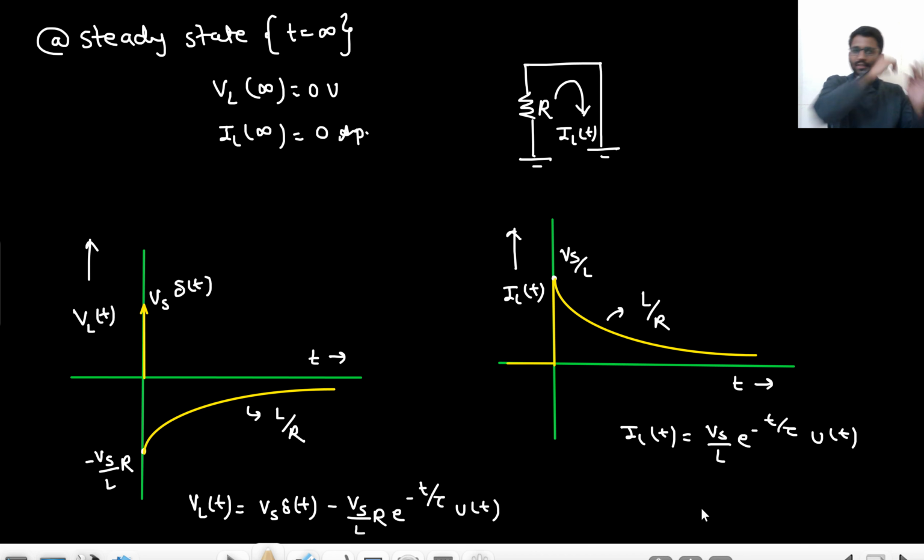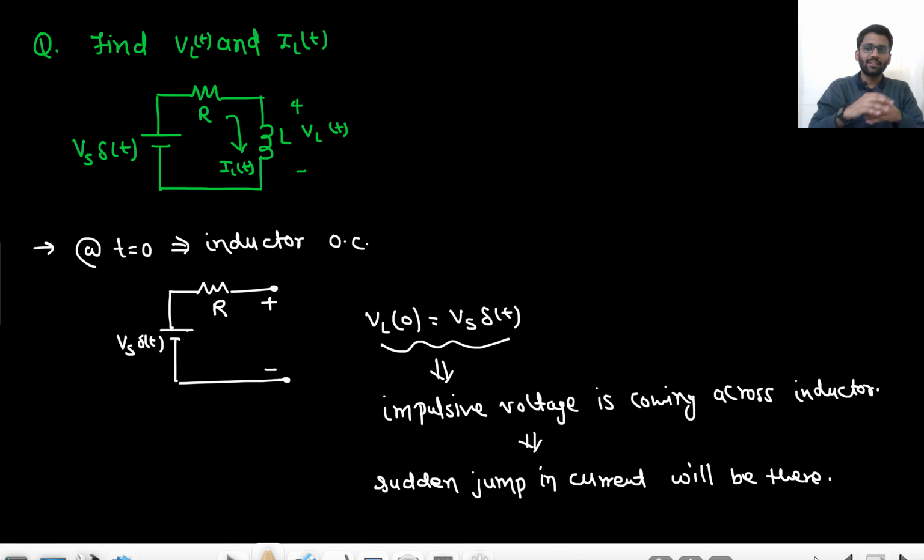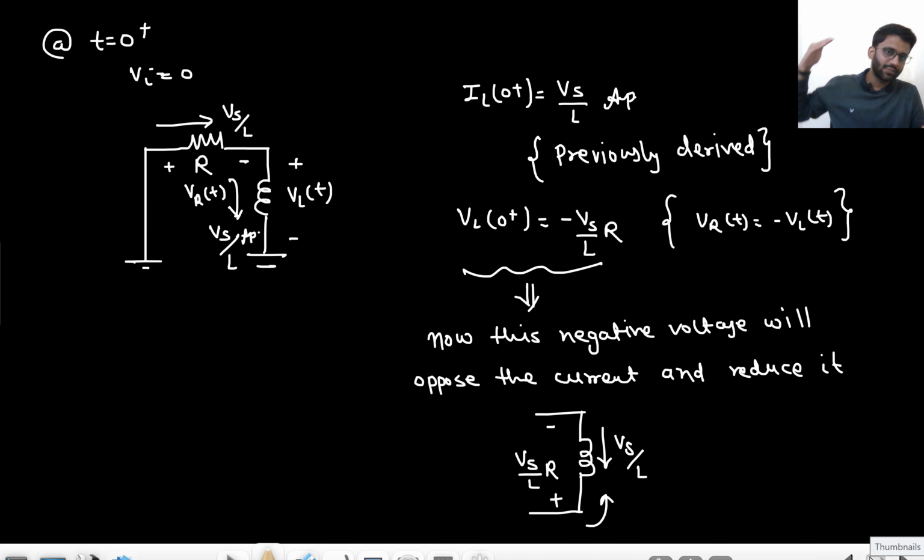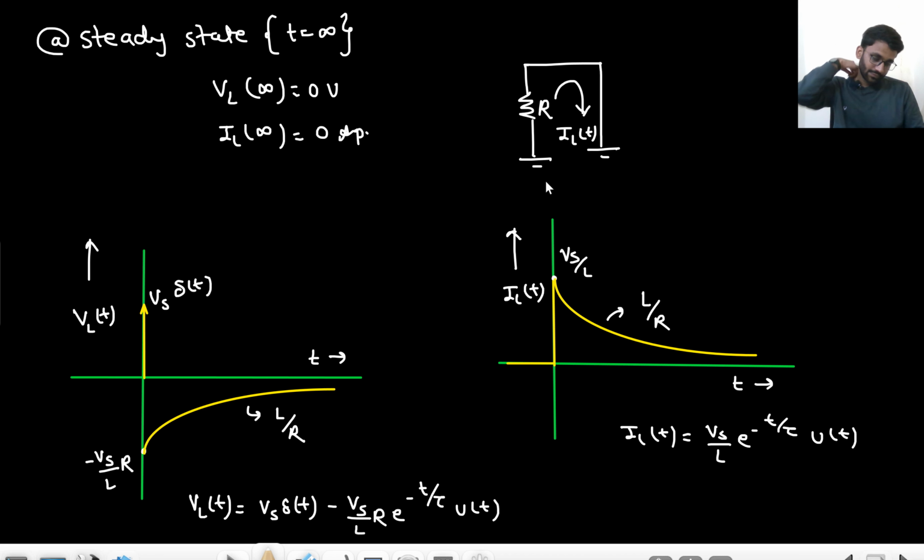Okay, so this is the time domain analysis. I will just repeat what we did. Initially we saw that the inductor will be open circuited, so the complete impulse voltage will go there. Because of that impulse voltage, there will be a sudden jump in the current. The sudden jump is Vs by L. Because of that Vs by L, the same current is flowing through the resistor. So a negative voltage is developed across the inductor, that is minus Vs by L into R. Because of that negative voltage, there is an opposite current flowing in the inductor. It will keep on flowing until the current goes to 0.